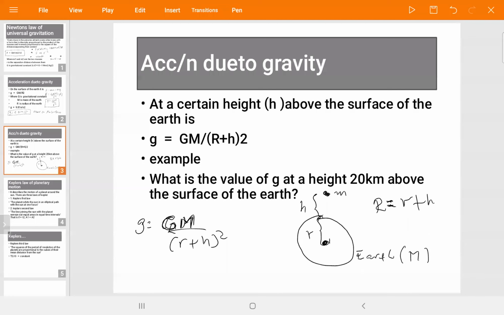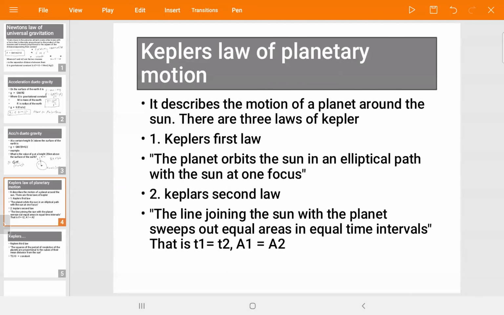Okay, the other point that we need to discuss today is Kepler's law. Kepler's laws of planetary motion describe the motion of a planet around the sun. As you know, in our solar system, the sun is taken as a fixed point, and a number of planets revolve around the sun. Kepler is the name of a person who described this situation. There are 3 laws: Kepler's first law, second law, and third law.